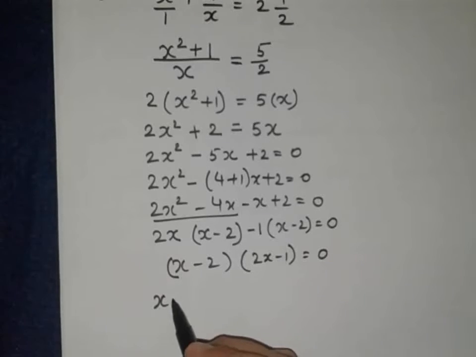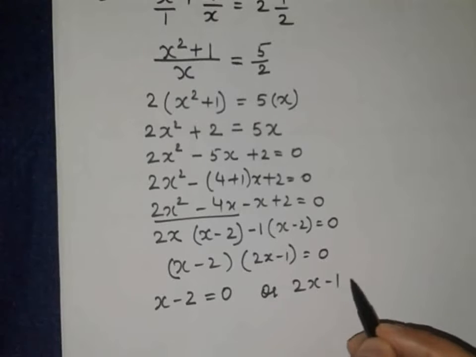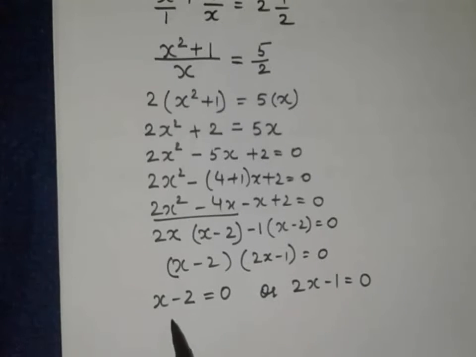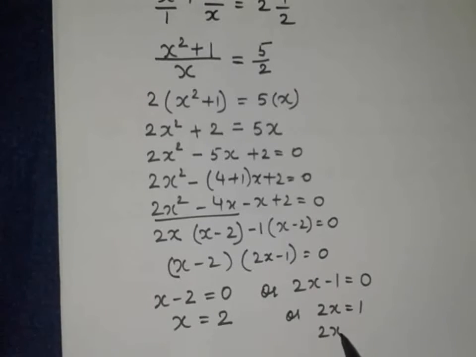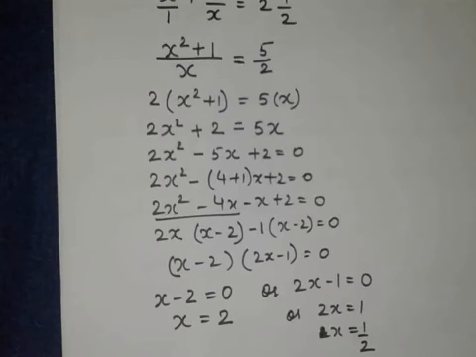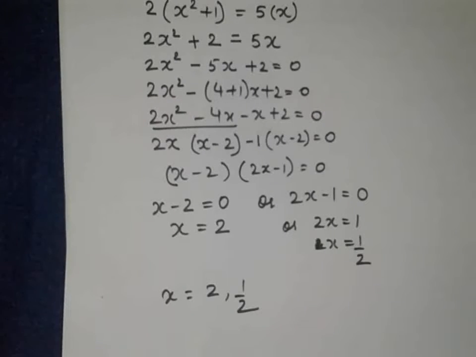Either one of them should be equal to 0. x minus 2 is equal to 0 or 2x minus 1 is equal to 0. From here we get x is equal to 2, or from here 2x is equal to 1, so x is equal to 1 upon 2. So x is equal to 2 and 1 upon 2 is the solution of the given equation.